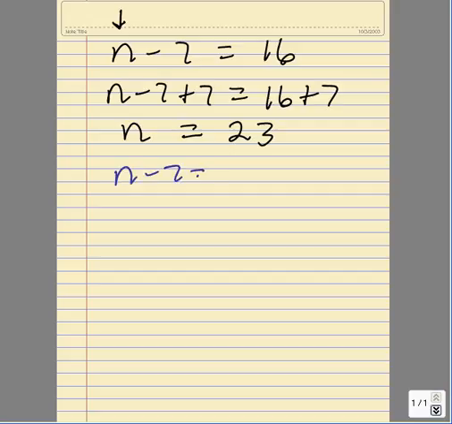n minus 7 equals 16. We're going to substitute in the 23 for the n. Rewriting, 23 equals minus 7. Oh my goodness, I can't believe I wrote equals. Let's erase that off of there, and let's try again.